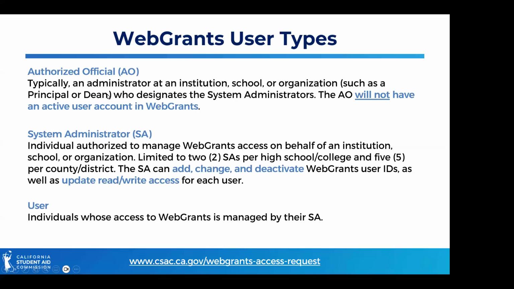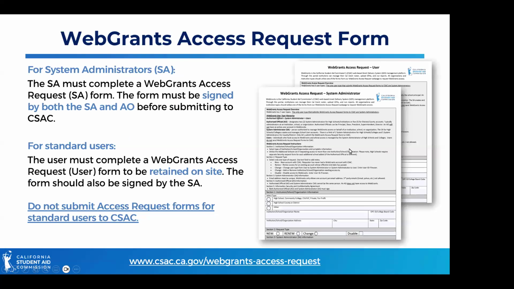Now, everybody else who is not an authorized official or a system admin is just a regular end user. So those individuals are going to reach out to the system admin to get their access renewed every year, or to get initial access if you're new to that district. This is what the access request form looks like. And so again, all the individuals who are supposed to be signing on that, it's pretty obvious, right? Pretty self-explanatory. And you can tell us whether it's a new or a renewal request.